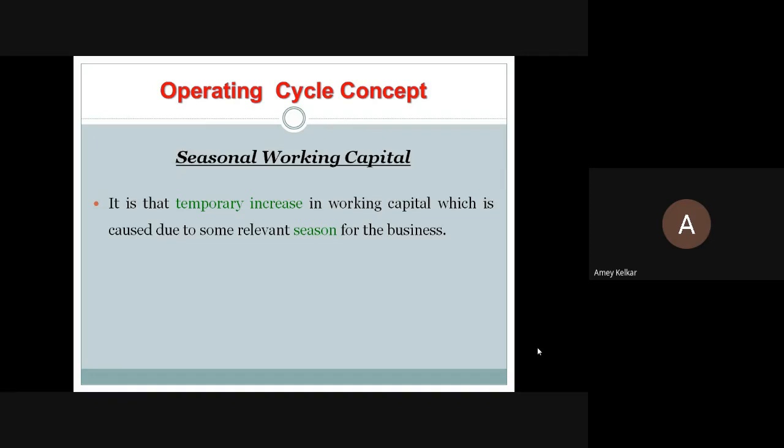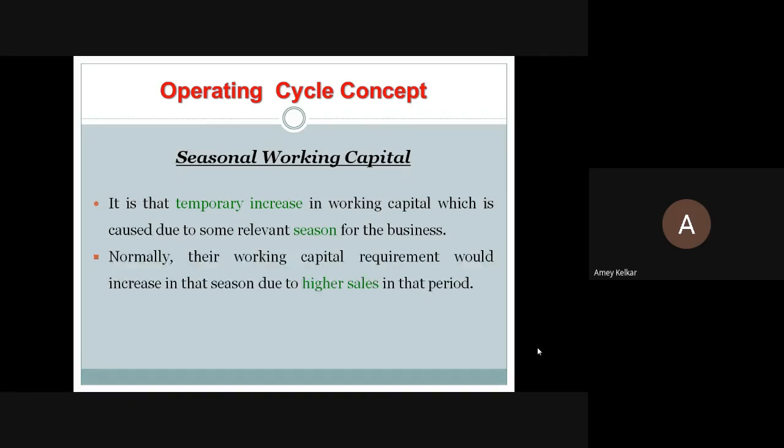These seasonal workings come in the sugar industry, wherein during the sugar season you require more laborers, or in other industries wherein the things are manufactured during a particular season only. At that time, your working capital requirement increases, which is termed as seasonal working capital. Normally, the working capital requirement would increase in that season due to higher sales in that period.